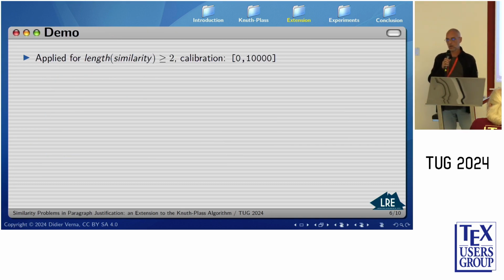Right. So currently, what I have is I'm applying the similar demerits starting at similarities of at least two characters and maybe more. The calibration of the demerits is, for the time being, exactly the same as the other ones in TeX, so it's between 0 and 10,000. Default value remains to be seen.